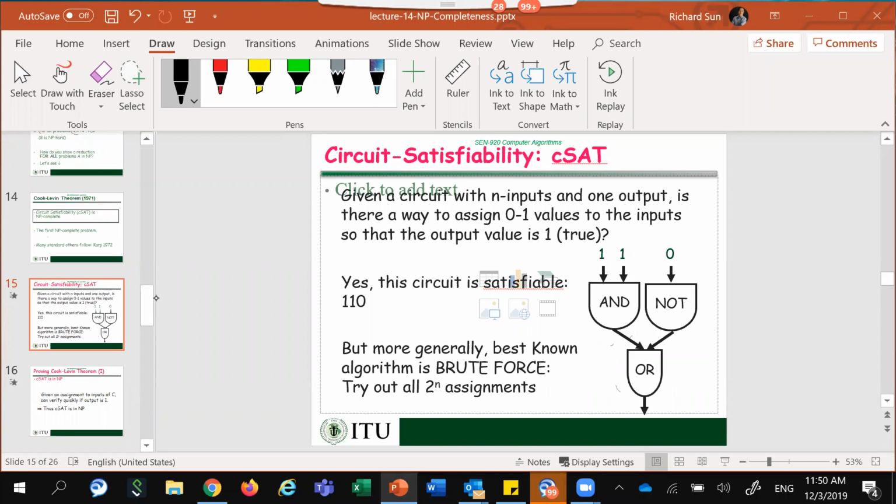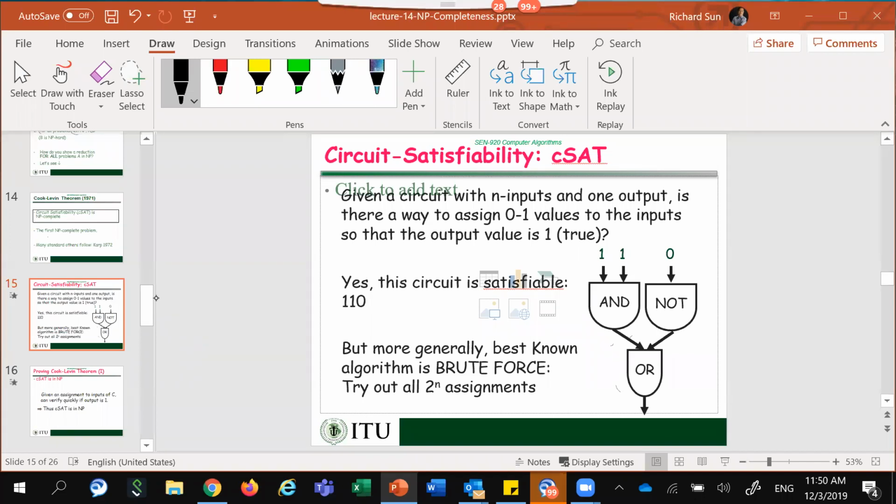So the circuit satisfiability problem is: I give you a Boolean circuit consisting of AND gates, OR gates, and NOT gates with N inputs. Are you able to assign these N inputs to be 0 or 1 such that the output is equal to 1? In this example, this circuit is satisfiable because you can find this assignment to make the output equal to 1.